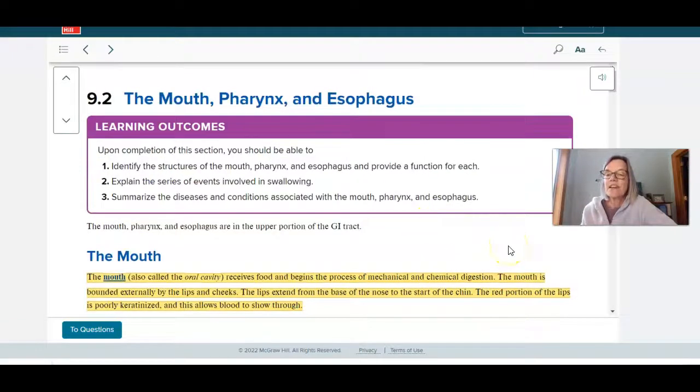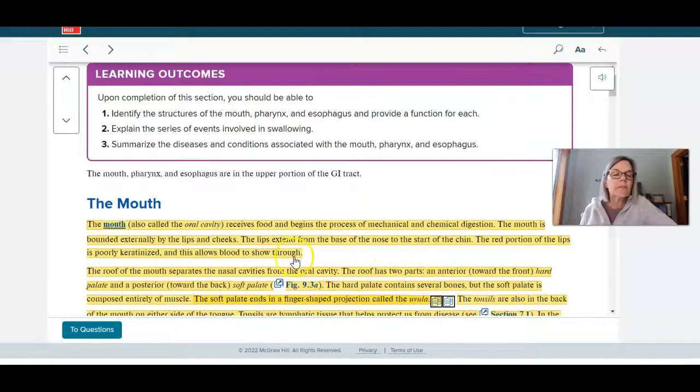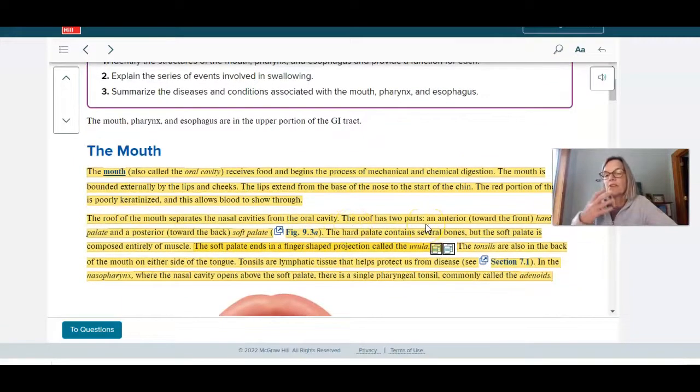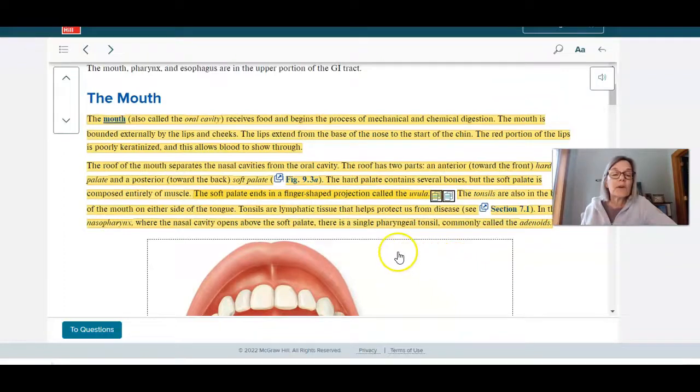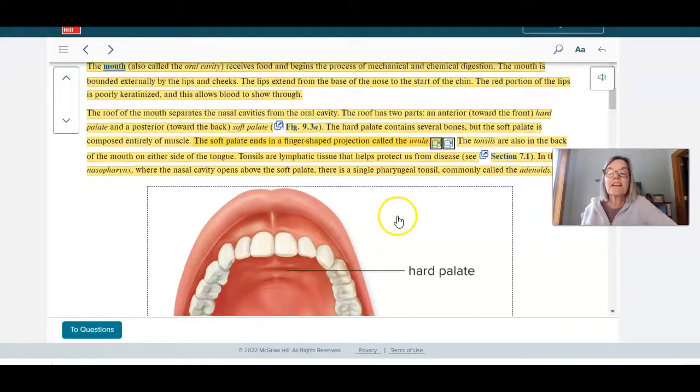Hi. In this video, I'm going to talk about sections 9.2 and 9.3. In section 9.2, the mouth, pharynx, and esophagus. The mouth is the oral cavity, where both chemical and mechanical digestion start. Chemical because we've got some enzymes in our saliva that start breaking down starch, and mechanical because of the movement of our tongue and our teeth to break down food physically.